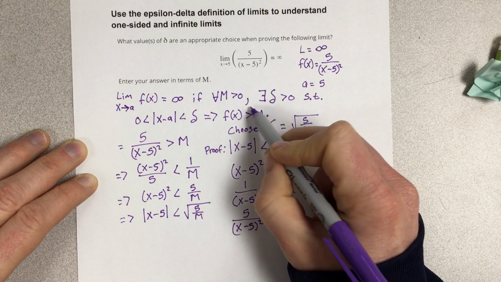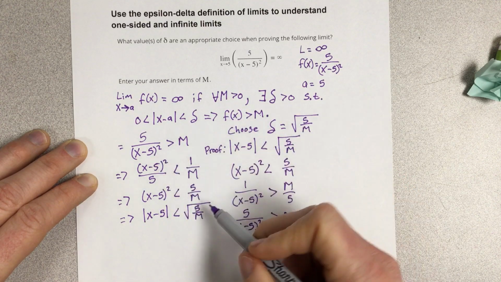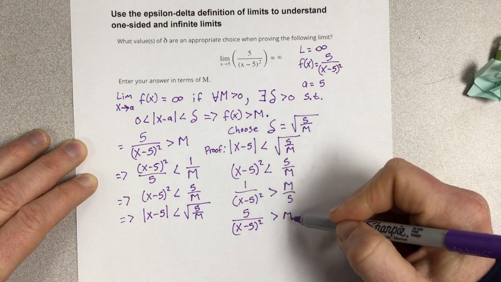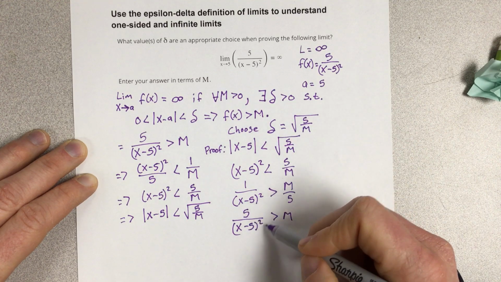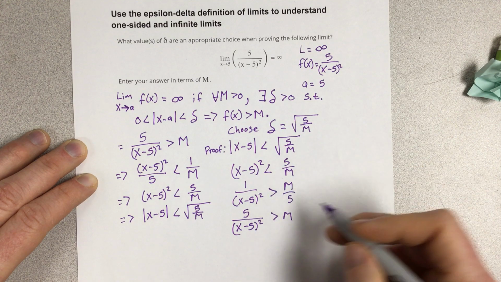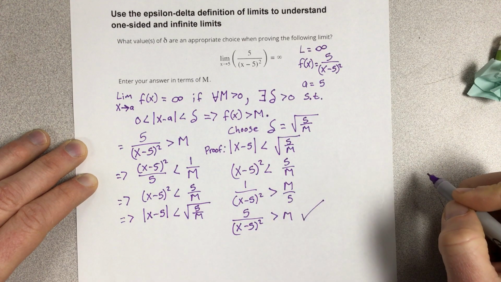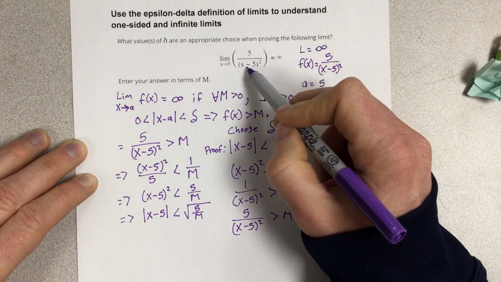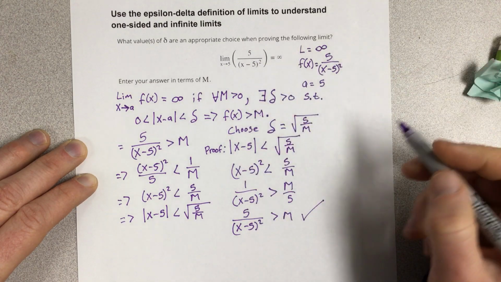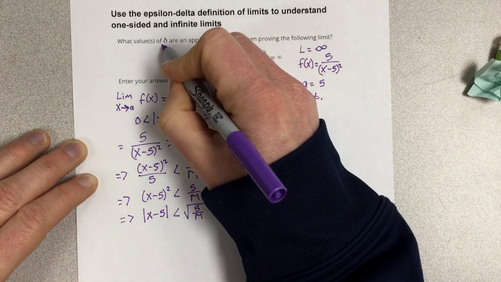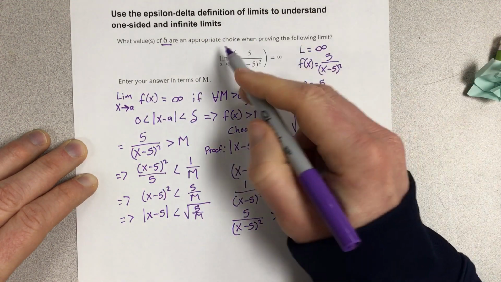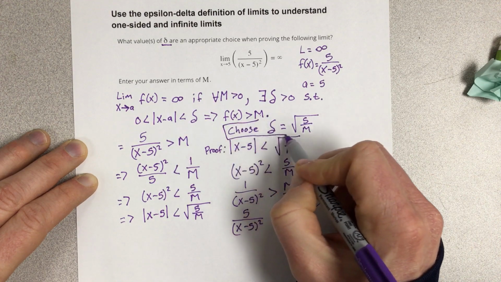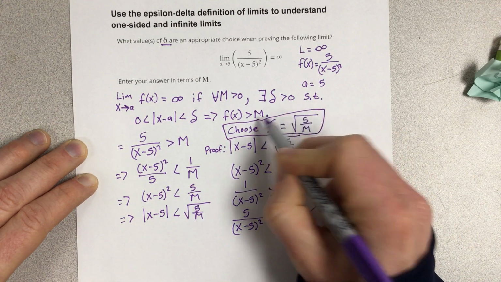This is the piece that we started with, right? We started with this piece, found a delta. We chose that to be delta, and then we worked backward and proved that we got back to where we originally started. So this would be the proof that the limit as x approaches 5 of 5 over (x minus 5) squared is equal to infinity. Now in the problem they ask you what the values for delta would have to be. What would be the appropriate choice? Well, our appropriate choice would be delta being root 5 over M.